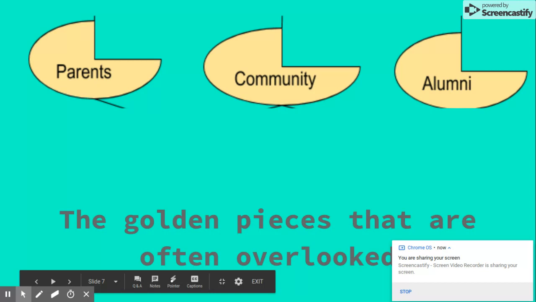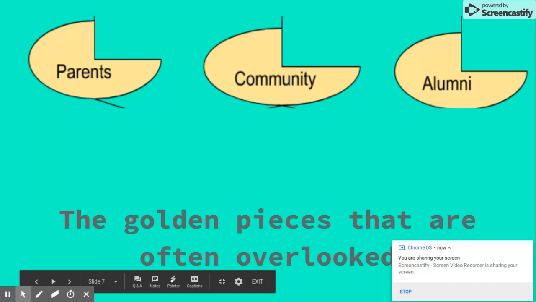After that, I have parents, community, and alumni. I think that these three all fit into a similar category, and I really believe that they are the golden pieces that are often overlooked. If these pieces can get fit into a school system, then that school is really going to thrive. Parents are the ones that we sometimes don't build the connection with and don't put the emphasis on having their influence on their students and in the classroom, but if parents are highly involved in a school, the students are going to be more successful because what's going on in school gets carried to the home life.